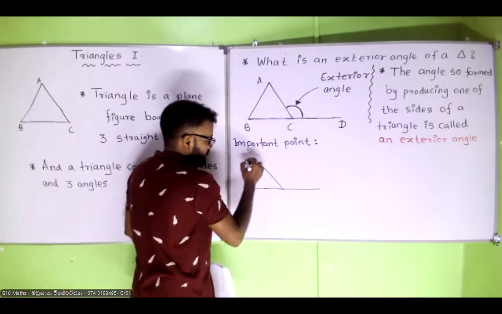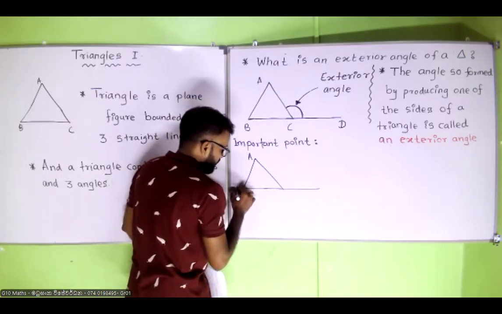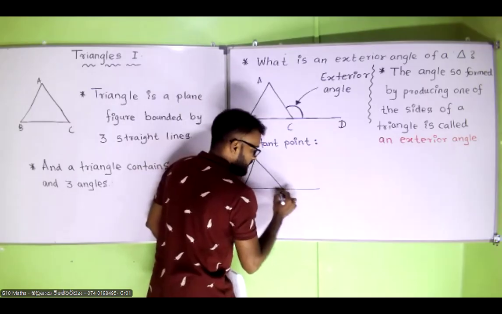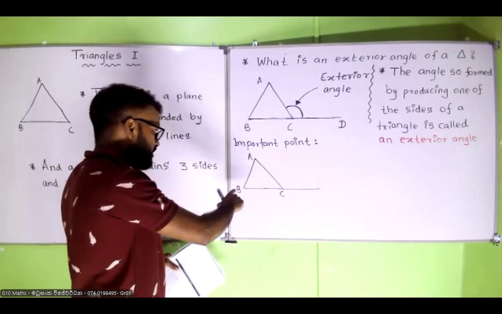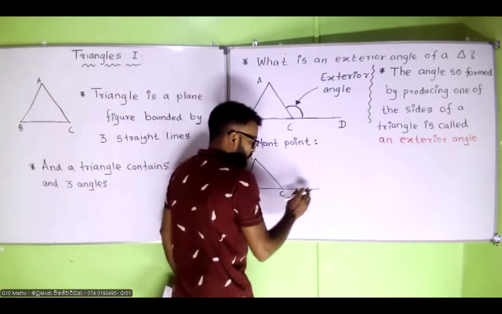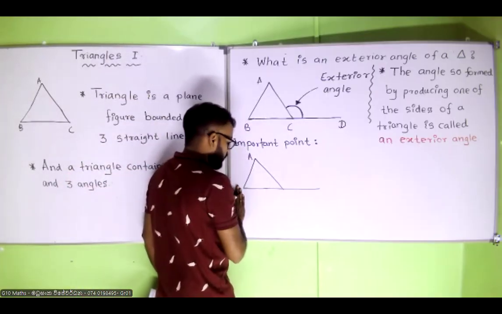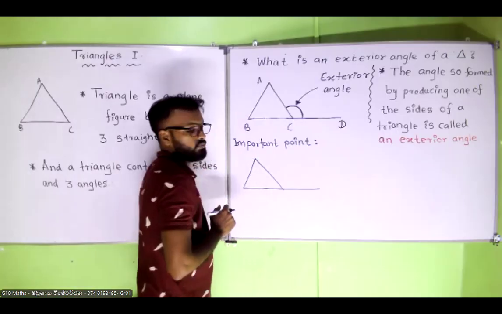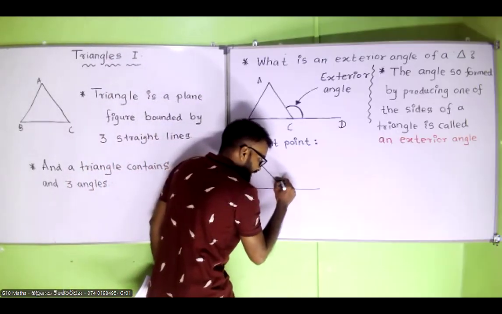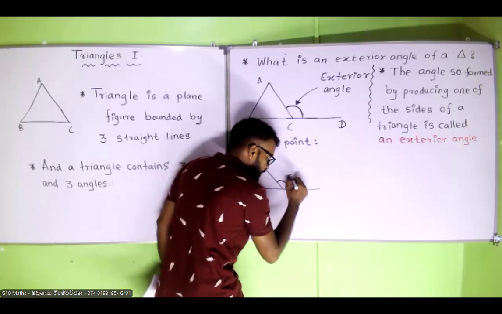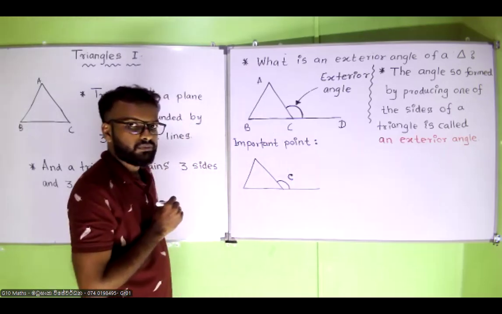Right? So this is my A, this is my B, and this is my C. I have extended my BC up to D. If you want, you can label it, but if you do not label it, that is okay too. I will label my exterior angle as C.